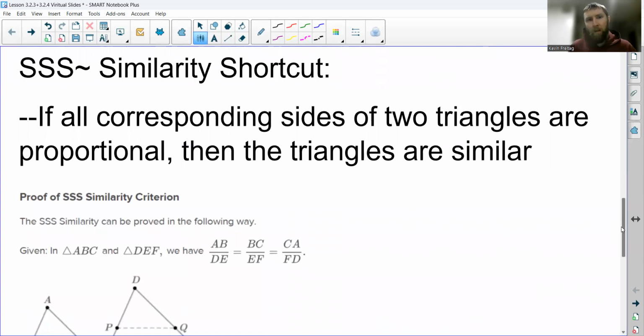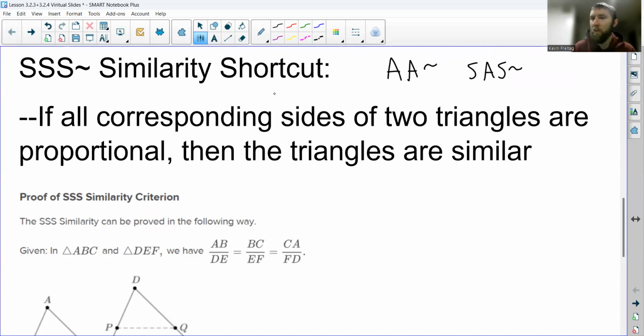All right, now that we're back, we have one more similarity shortcut that we want to write down in our notes, okay? So we previously had the angle-angle similarity shortcut, and we had the side-angle-side similarity shortcut, okay? And today we're adding the side-side-side similarity shortcut.